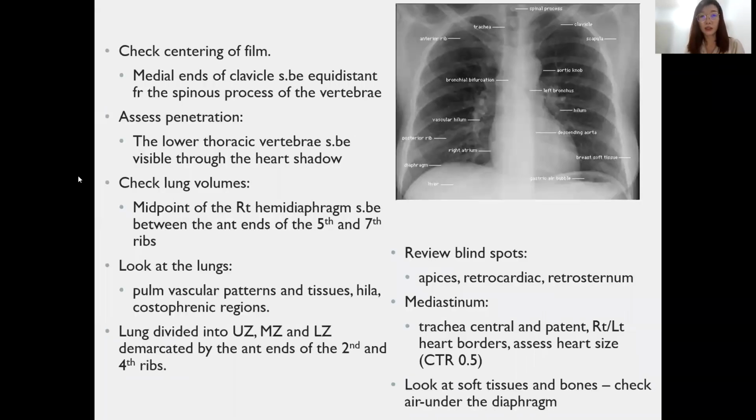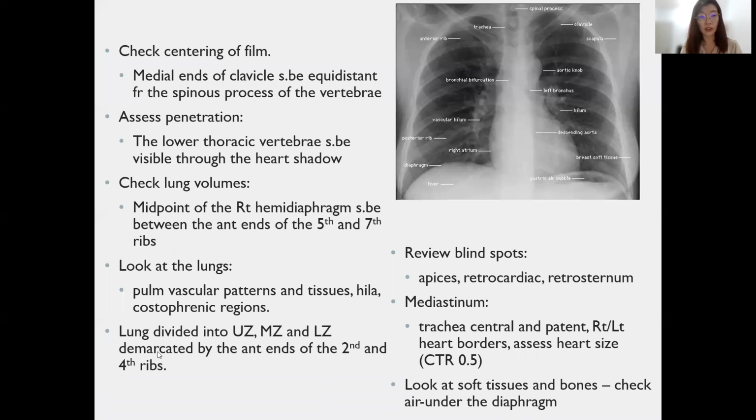Then check the lung volume. We always know that the midpoint of the right hemidiaphragm should be in between the anterior end of the 5th and 7th rib. So we count the ribs: 1, 2, 3, 4, 5, 6, 7. It must always be in between the 5th and the 7th rib. More than that is hyperinflated, less than that is under-inspired. Next, look at the pulmonary vascular pattern, including the hilar and then the costophrenic angle.